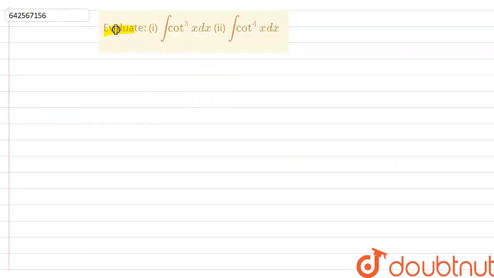Hello everyone, so here we have a question. We have to evaluate given two integrals. The first integral is given by cot raised to the power 3 x dx, and the second integral is given by cot raised to the power 4 x dx. Now I'm going to solve one by one.